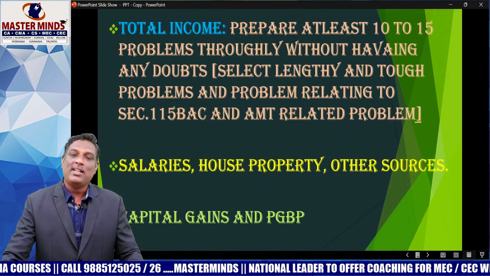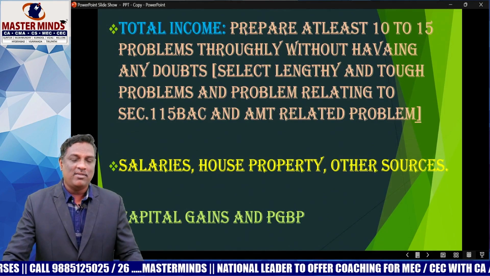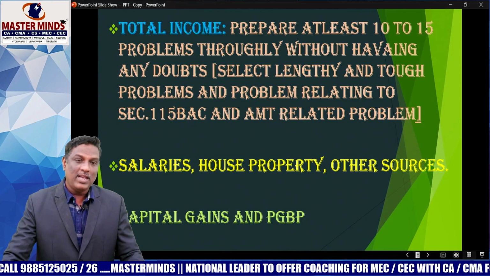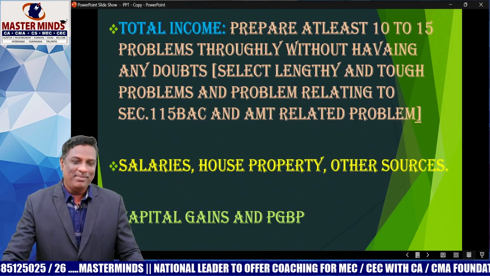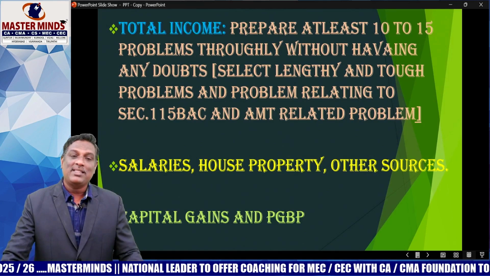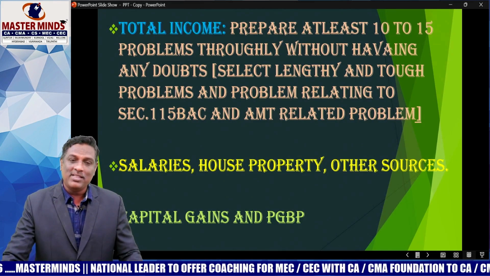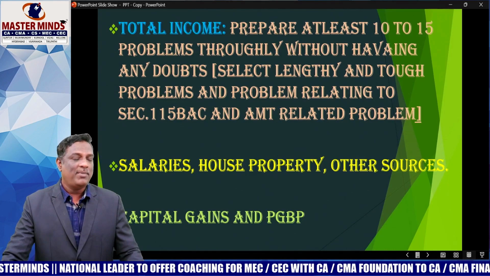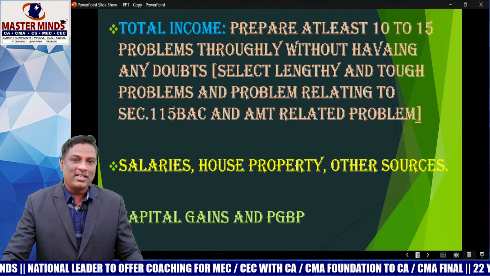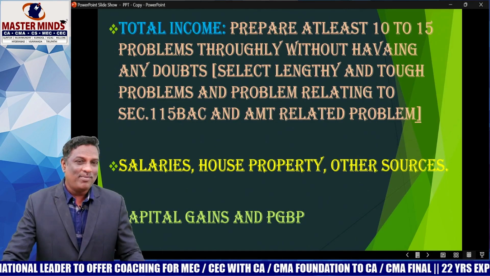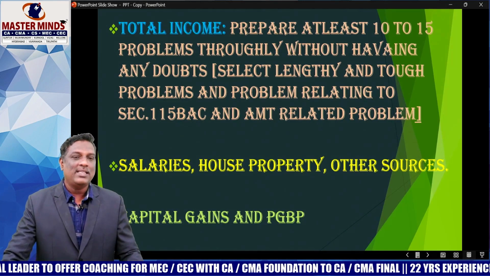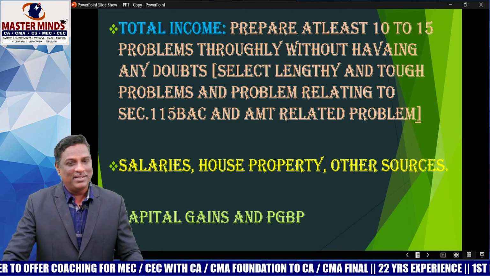Compulsory, you need to attempt each and every chapter at least one or two times. Capital gains and PGBP are the last priority because these are the biggest heads of income. They may consume a lot of your time. Therefore, it is better to prepare A category problems and B category problems in these two chapters only.